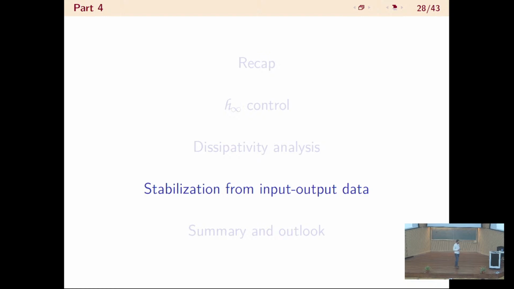So I hope I'm going to convince you with the particular problem I'm going to study next. Stabilization from input-output data. Okay? Technical details are not important. The core idea is important.